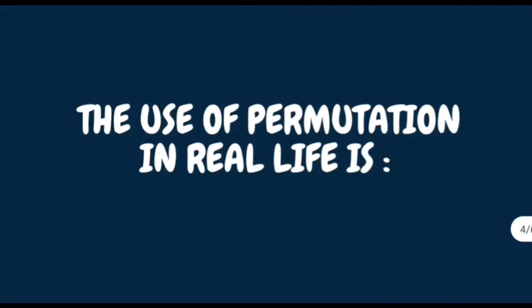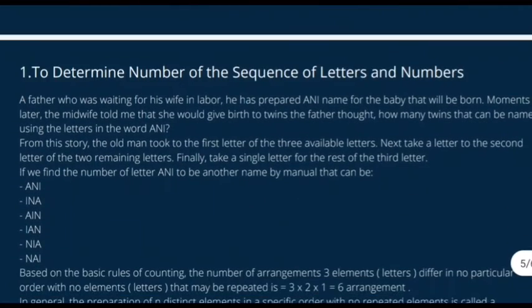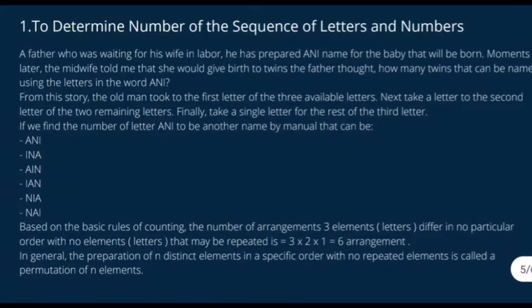Moving on to the use of permutation in real life. The first one is to determine the number of sequences of letters and numbers. For example, a father is waiting for his wife who is in labor. He prepared the names A, I, and N for the baby that will be born. Moments later, the midwife told him that she will give birth to twins. The father wondered how many names can be made using the letters in A, I, and N.